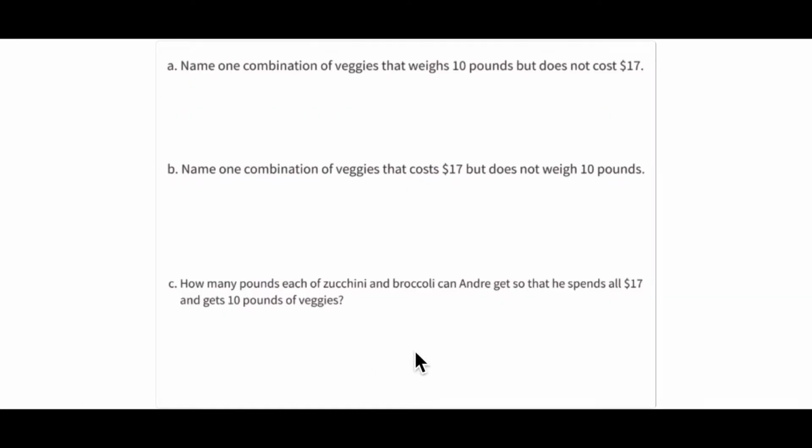There are 3 problems related to the graph. One is, what's the combination of vegetables that weighs 10 pounds but does not cost $17? Second question is, what is the combination of vegetables that cost $17 but does not weigh 10 pounds? And the last question, which is actually the answer to the problem, is, what's the combination of vegetables that cost both $17 and weighs 10 pounds? Now I'm going to answer C here first, and then use that answer to compare to A and B above.